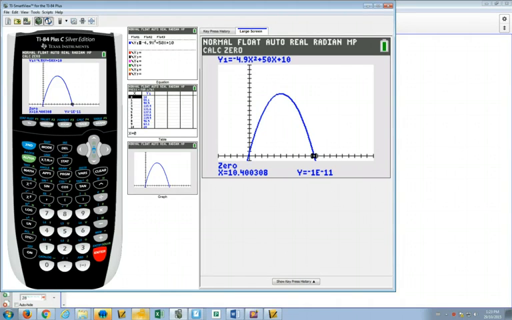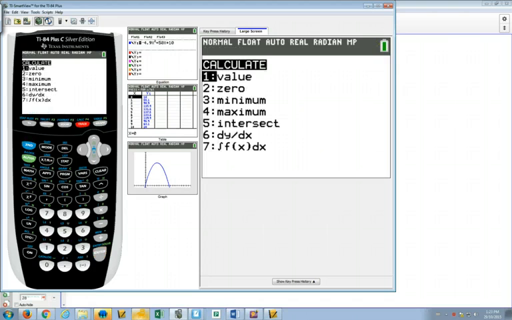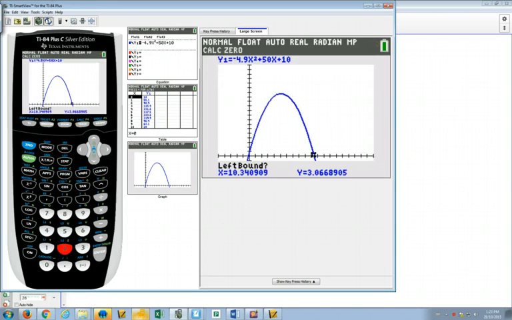If you wanted to find the other x-intercept, I could go through the same thing. Second, calculate, go to number 2, which is 0. Now, to go to the left of that one, I'd have to push my cursor over a number of times. It might take a little while, it might be a little annoying.